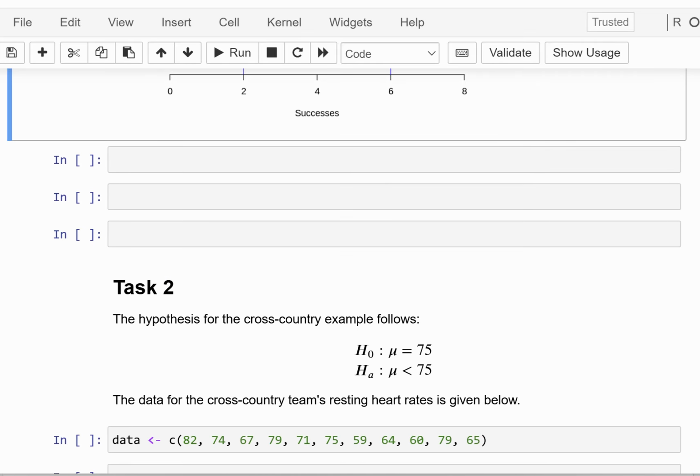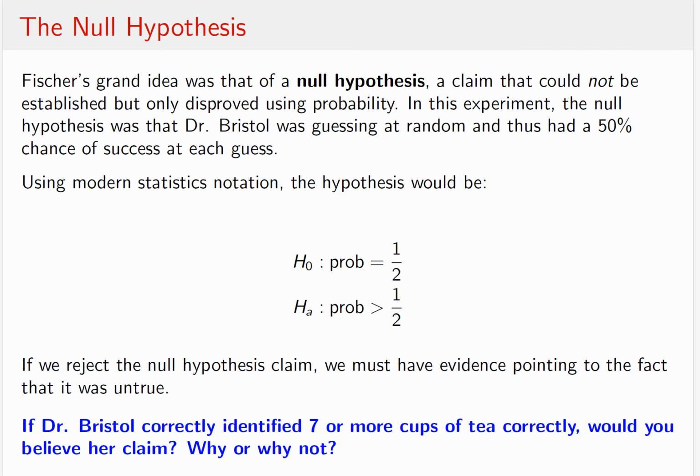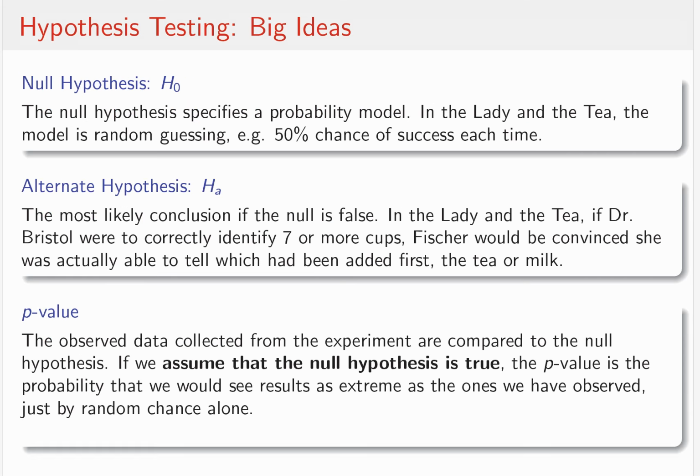All right. And so the second task is about a cross-country team. Okay, so for the UNG cross-country team, and let me jump back into the PowerPoint. Some things that we need to remember as we go forward. We have this null hypothesis. And by the way, it specifies a probability model. That feels a little different later on, but that is in fact what it's doing. You set up a probability model, and then the alternative hypothesis is what is true if the null is false.